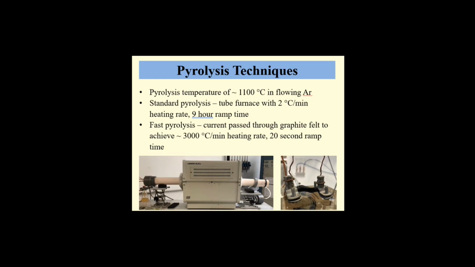These newly synthesized green samples are pyrolyzed to 1100 degrees C in argon using two techniques. The standard pyrolysis technique in a tube furnace with a heating rate of 2 degrees C per minute, as seen on the left, and the new fast pyrolysis technique with a heating rate of about 3000 degrees C per minute, as seen on the right. This fast pyrolysis technique works by passing a high current through a graphite felt that has a pocket cut into it to hold the sample.